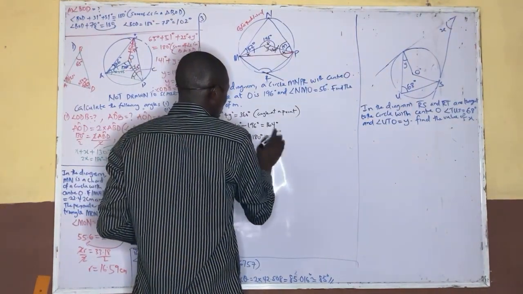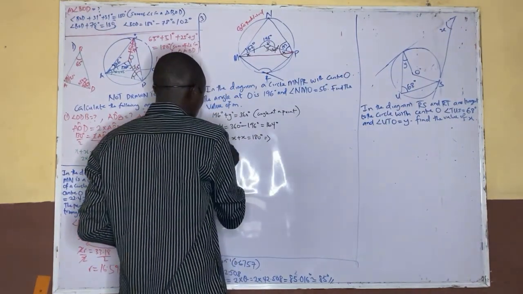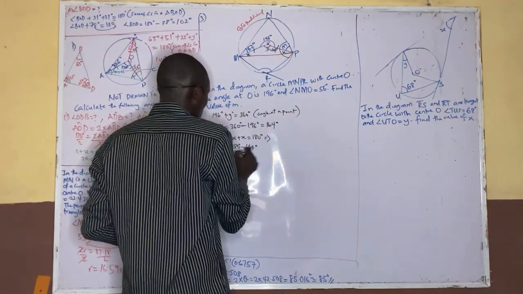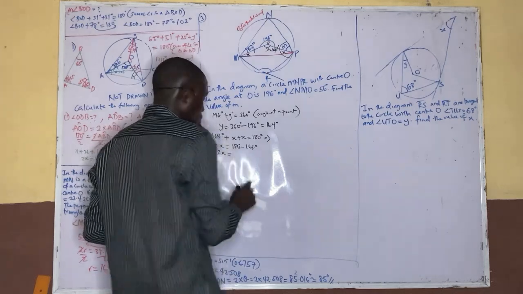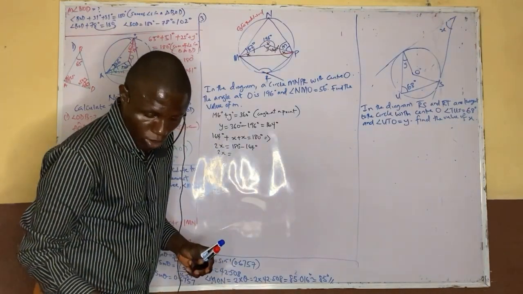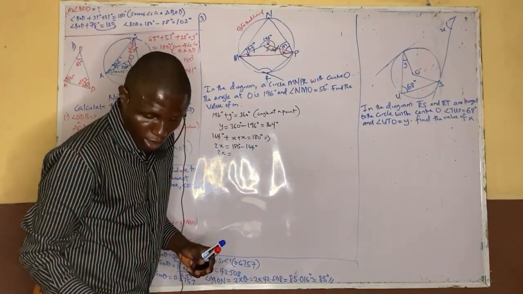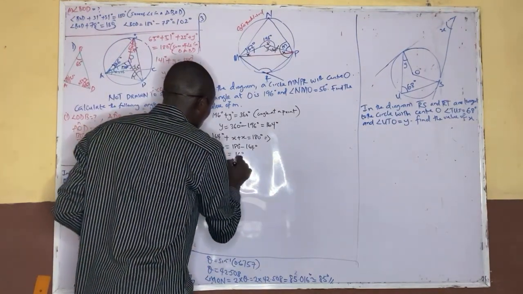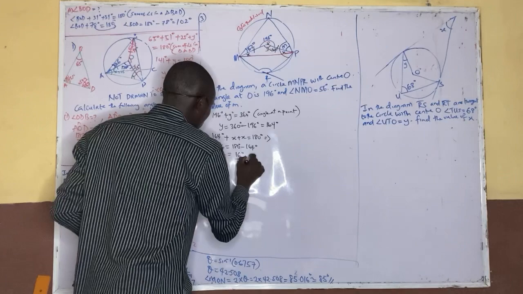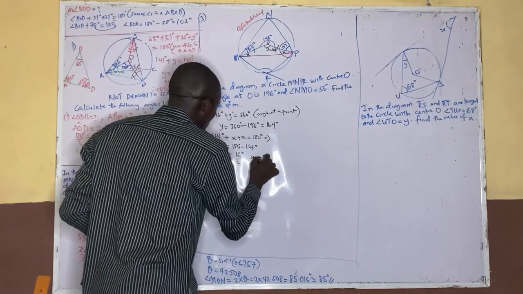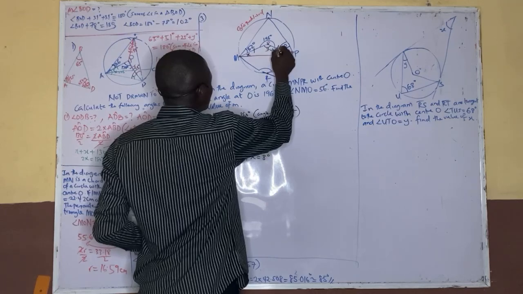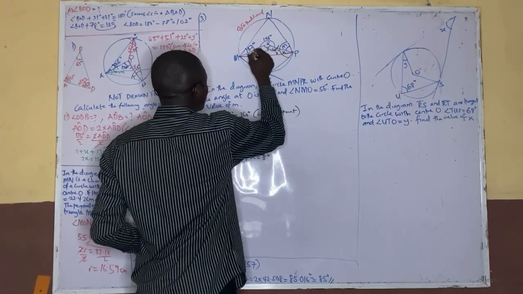2x is equal to 180 minus 164 degrees. So 180 minus 164 gives you 16 degrees. So this 16 degrees, x here is what? 8 degrees. So this is 8 degrees here. Note that this is 8 degrees. This is also 8 degrees.